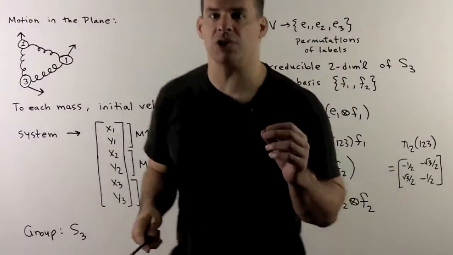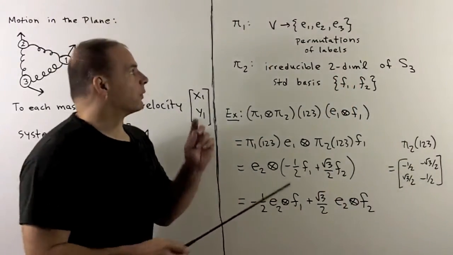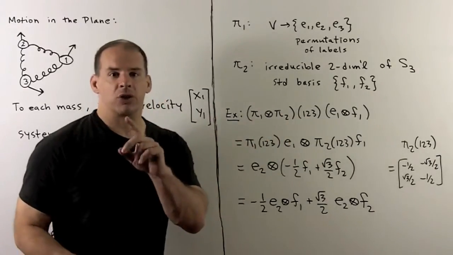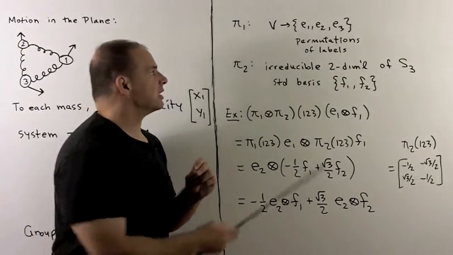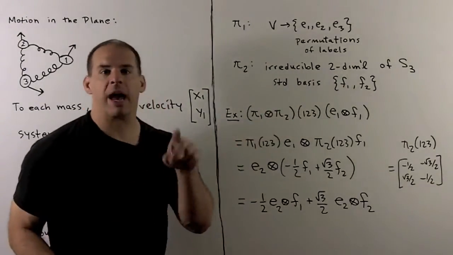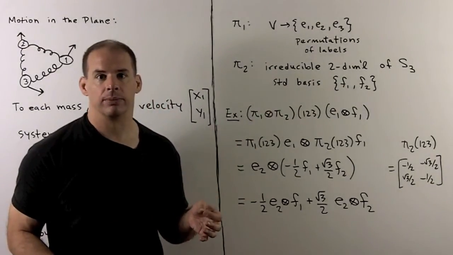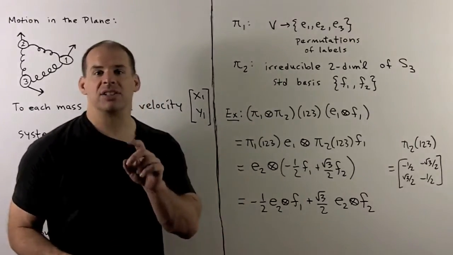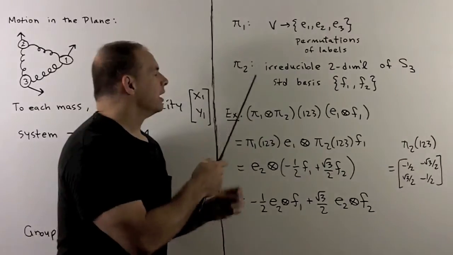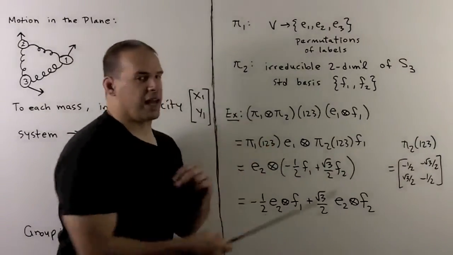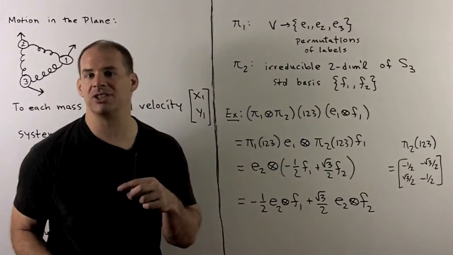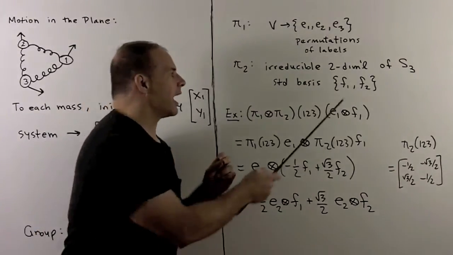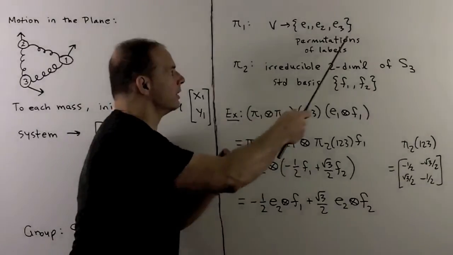Now, let's consider the tensor product. For pi 1, that's going to be our permutation representation. For our vector space, we'll have the standard basis E1, E2, E3, and the group acts by permuting the labels. For the action on initial velocities, we'll call that pi 2. This is just going to be the irreducible two-dimensional representation of S3, by rotations and reflections. Here, I'll call the standard basis of R2 F1 and F2, to distinguish from this basis.